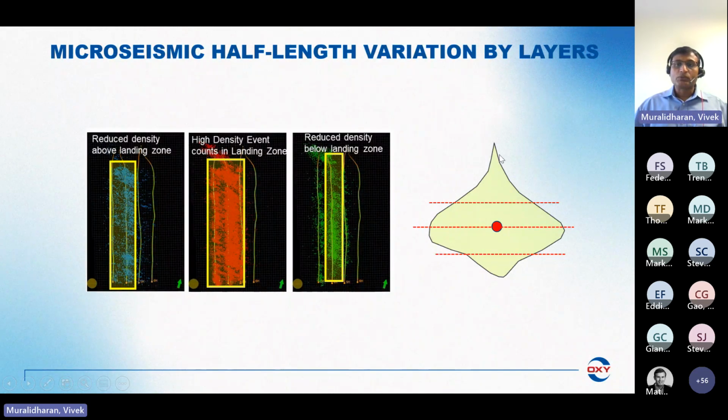So this is giving the shape of a teardrop. That's how we typically see it: it's not going to be a uniform rectangular shape. You have a lot more efficiency in the landing zone. That's where you are creating bigger half-lengths. And as you go above and below, you have lower vertical efficiency, lower XF.